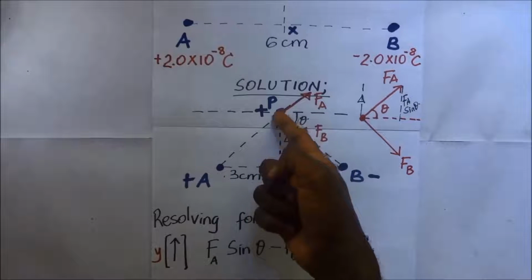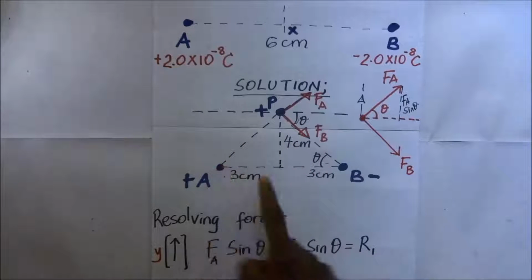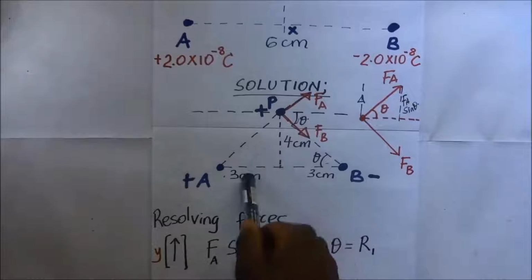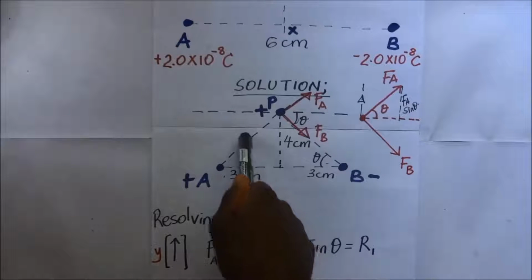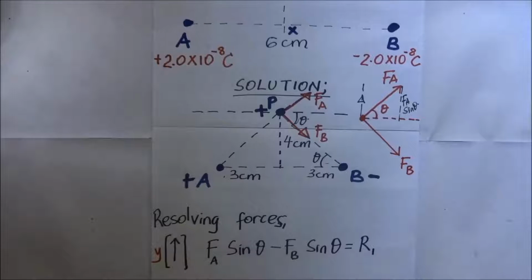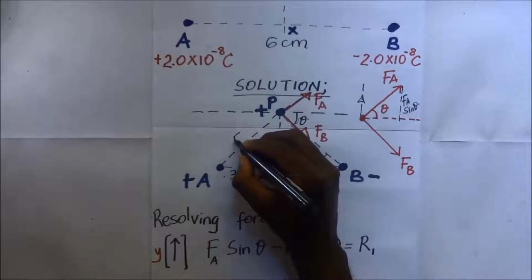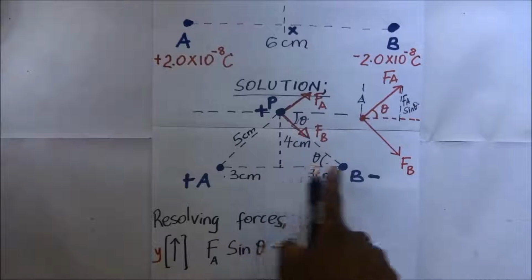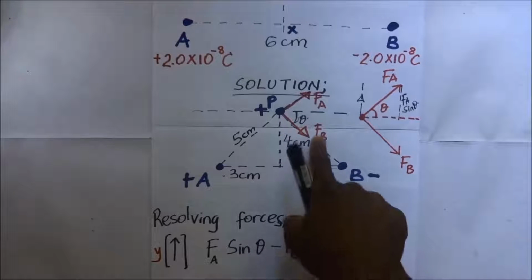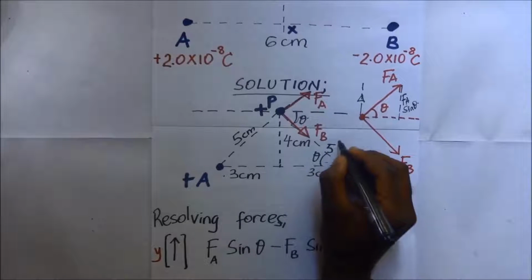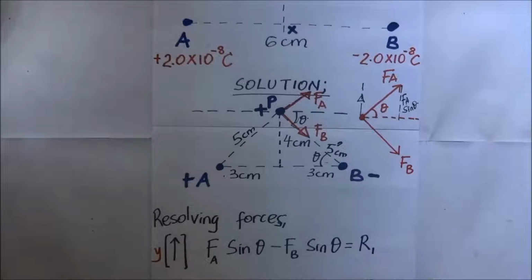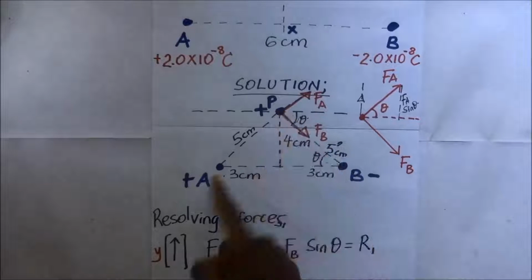To find the length of this hypotenuse, we use Pythagoras theorem. 4 squared plus 3 squared gives us x squared, and this value of x is 5, so 5 centimeters. It's the same story in this other triangle: 4 squared plus 3 squared gives us 5 squared, 5 centimeters. So this is 5 centimeters, and that's 5 centimeters.